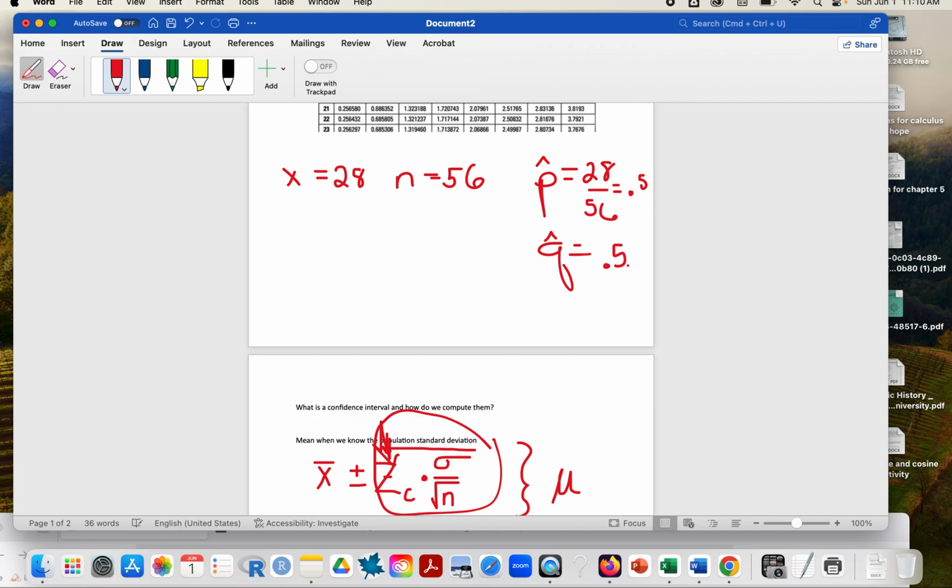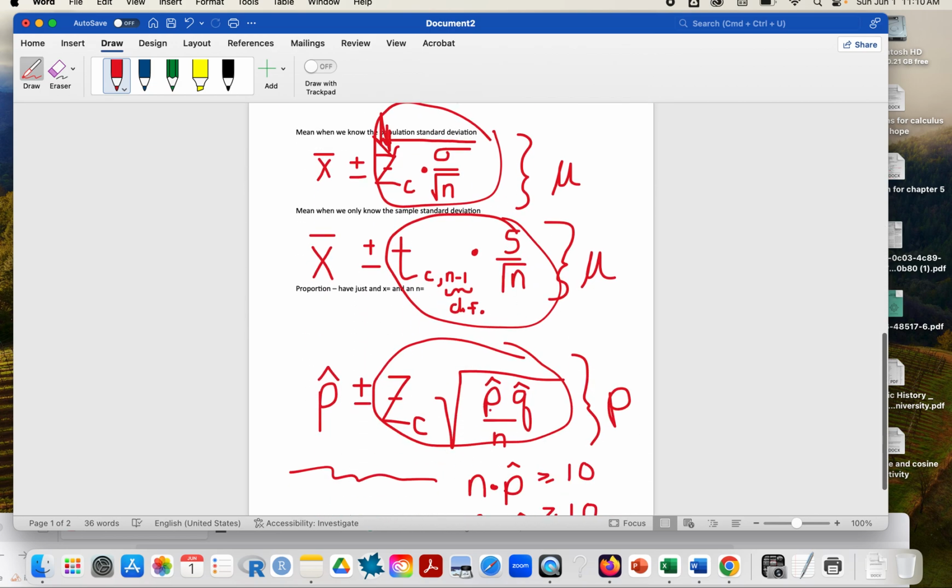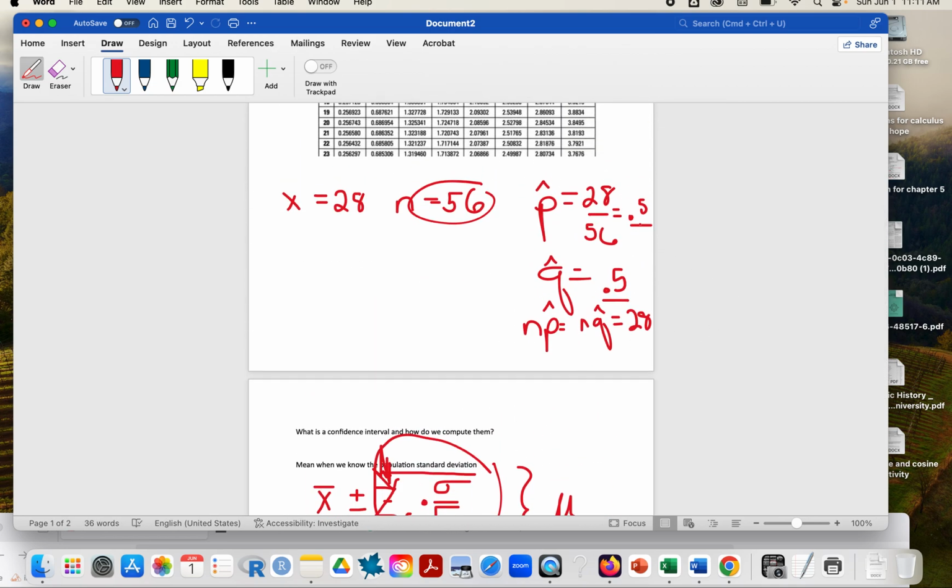And what we have to do is multiply 56 times 0.5 and 56 times 0.5 and see if those are both larger than 10. And they will be in this instance. I set it up to be able to do that. So you should show np hat and nq hat, and that they are both equal to 28. And then you are good to proceed with the confidence interval. So our p hat is 0.5.